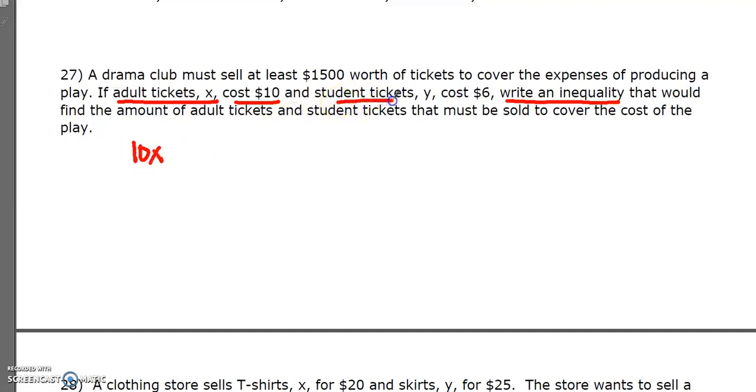Student tickets are going to be Y, and they cost $6. So we're going to add the number of student tickets at $6 a piece. And then all of this needs to be at least $1,500. So that means this has to be at least that amount. It could be more than, but it can't be less than, otherwise we're not going to hit the amount that we need. So it'll be greater than or equal to $1,500.